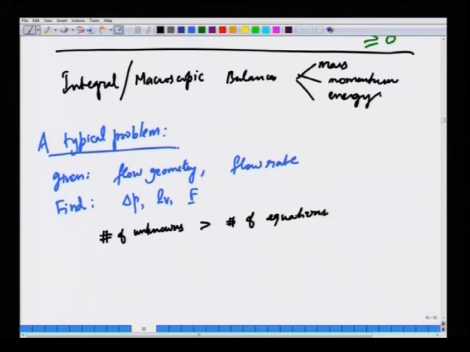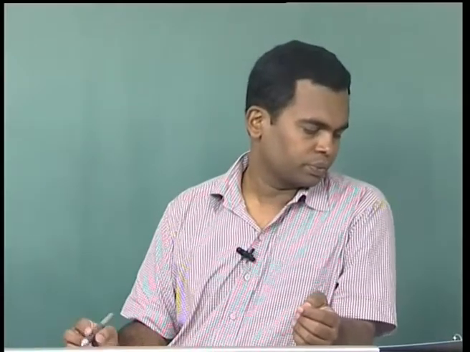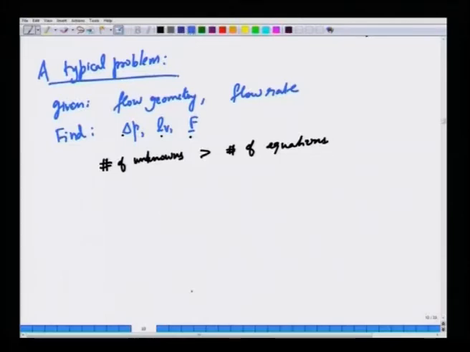Okay. Essentially, the mass balance will trivially relate inlet and outlet velocities. So, we will be left with 3 unknowns, delta P, loss and force, but we have only the 2 balances, momentum and energy. So, you have only 2 balances while we have 3 unknowns. So, that leads to a problem.